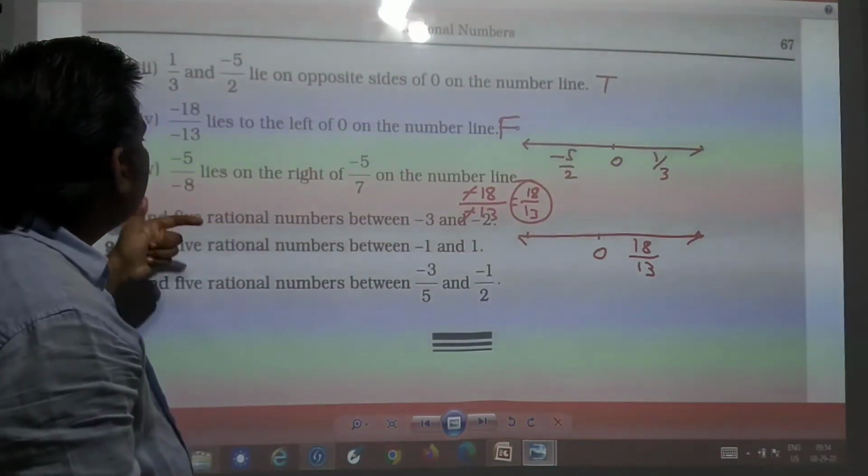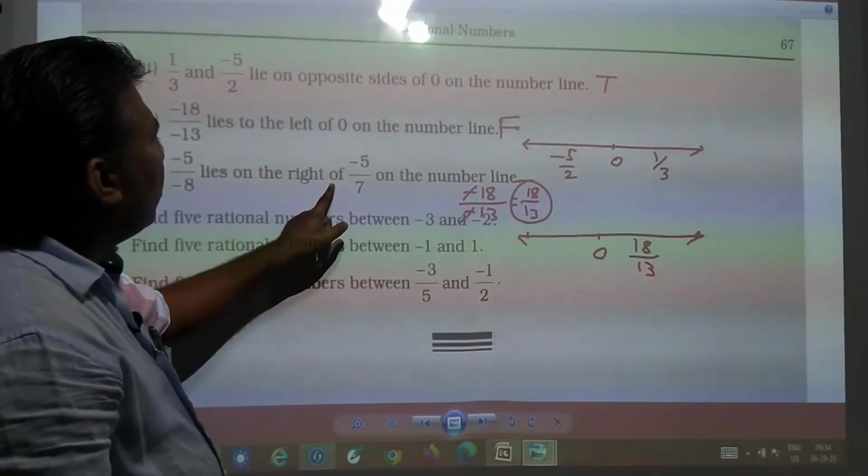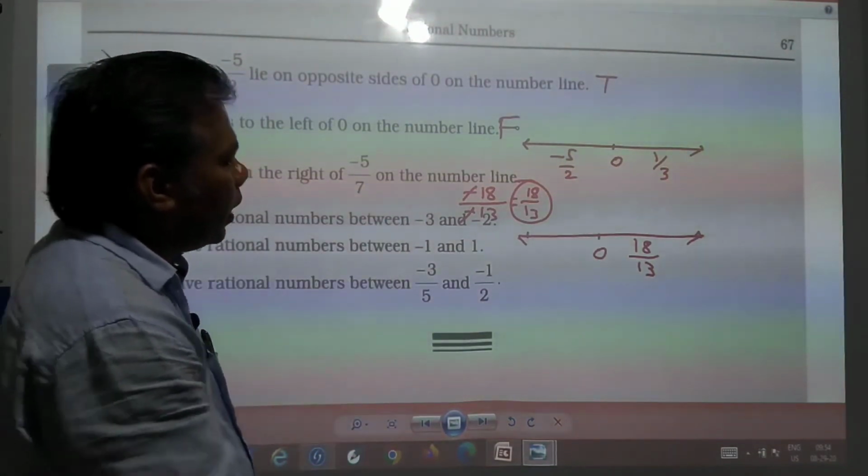Minus 5 by minus 8 lies on the right of minus 5 by 7 on the number line. Here you see.